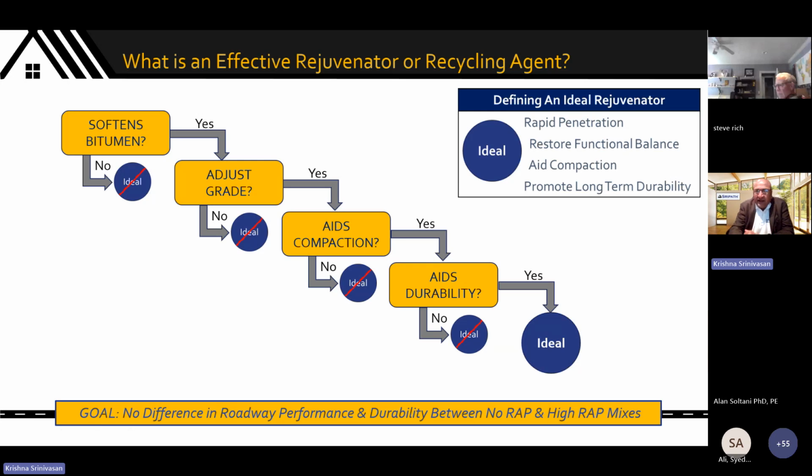And finally, this is perhaps one of the most important questions. Does it aid in durability? Does it maintain and provide long-lasting roads? Once you have all of these combinations is when you have an ideal rejuvenator. And we'll talk about what all of this means in actual property terms as we go through the next few slides.